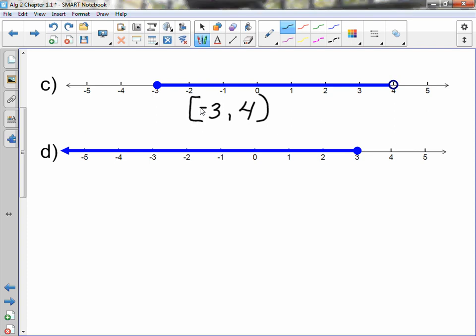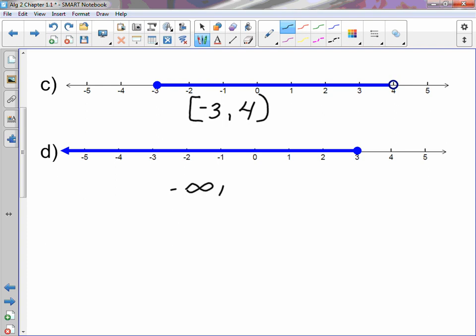Now, is letter D a bounded or unbounded interval? Unbounded because it goes in one direction, yes? So that means most likely we're going to have infinity or negative infinity. Which one will we use? Negative infinity because it goes off towards the negatives.